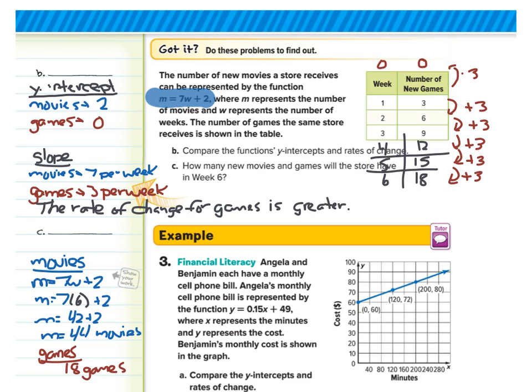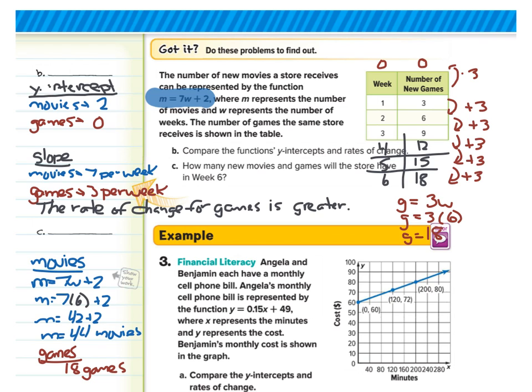The other way is to come up with an equation from the table where you can say, all right, games equals, our slope was 3, so 3 per week, and we had a y-intercept of 0. And so we can just make a substitution, and games equals 3 times the 6 weeks. So games can equal 18 that way as well.